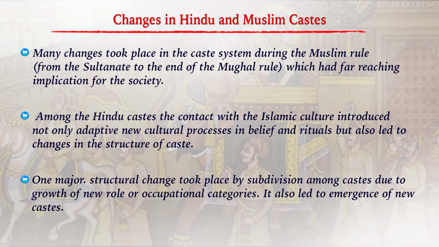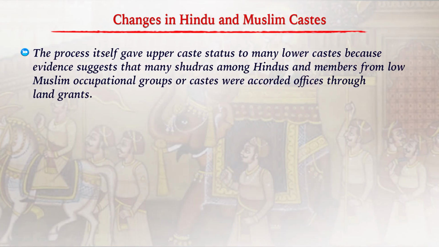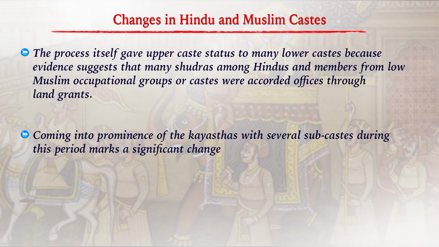There was growth of new roles or occupational categories, which led to emergence of new caste. The clear distinction between the upper caste and the lower caste remained. There were members from low Muslim occupational groups or caste who emerged. We have certain castes such as the Kayastha, with subcastes, during this period which mark a significant change. We have a long history and a lot of records available that new caste emerged and they assumed important administrative and clerical roles during the rule of Muslim kings.